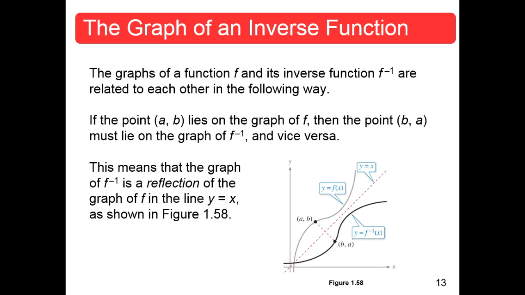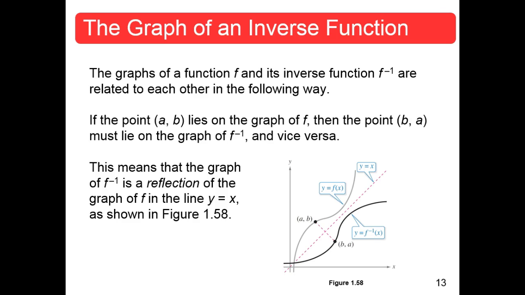The graphs of function f and its inverse function f inverse are related to each other. They should be; they're coming from the same source. If the point (a, b) lies on the graph of f, then we know that the point (b, a) must lie on the graph of f inverse. That's how we define them from the graph. And vice versa.